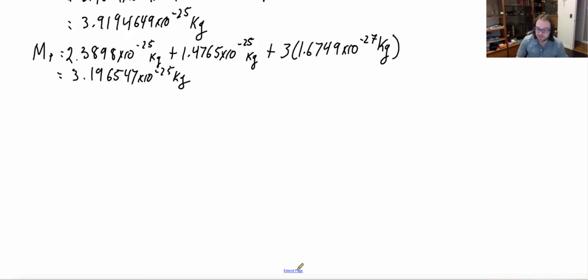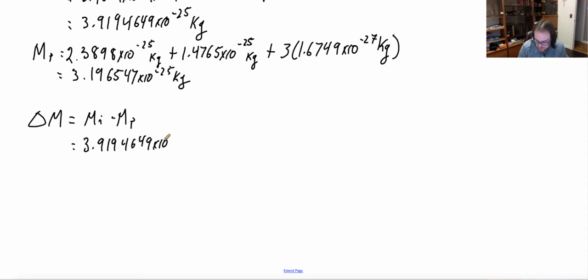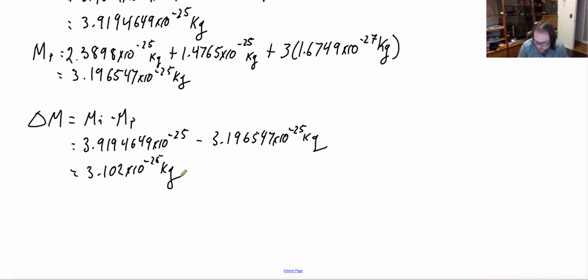So now that I have my two masses, I'm going to subtract these masses to get my mass defect. And then from there, I can figure out my energy. And that's going to end up giving me 3.102 times 10 to the negative 25 kilograms.